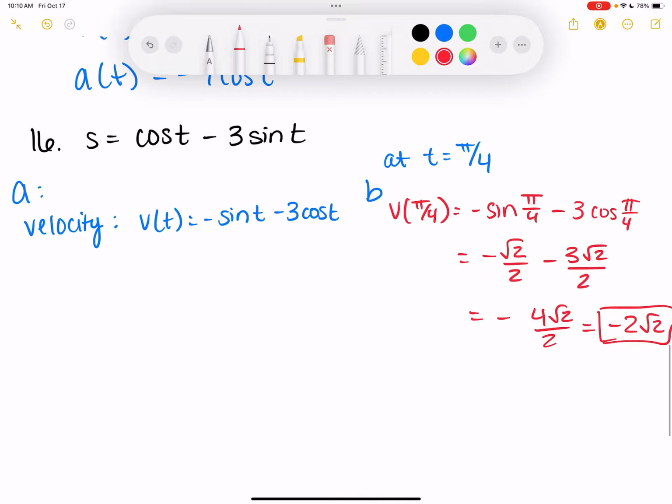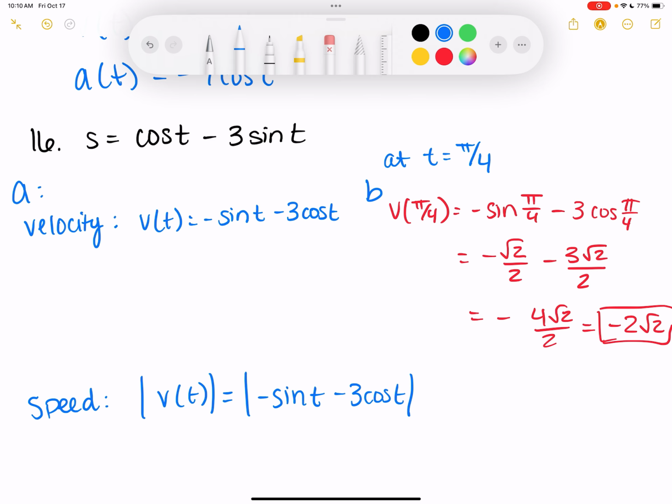Now speed is just the absolute value of velocity. So for the function here, I usually will just write it that way, or you can say the absolute value of negative sine of t minus 3 cosine of t. I don't usually redo all of the math. I just take whatever value I got over here and do the absolute value of negative 2 root 2, and then just go to 2 root 2 that way.